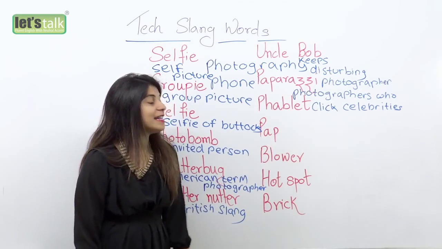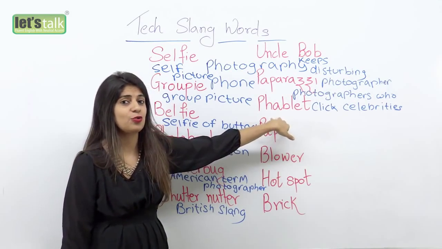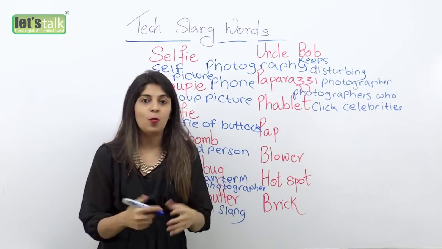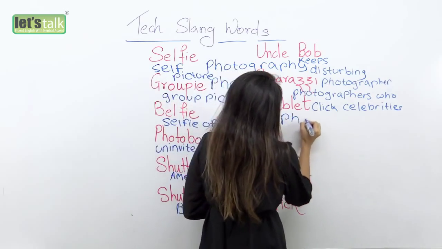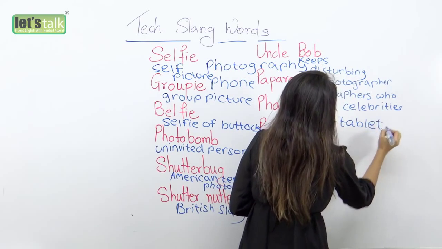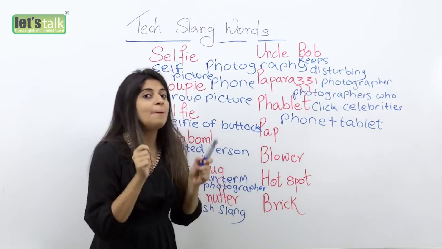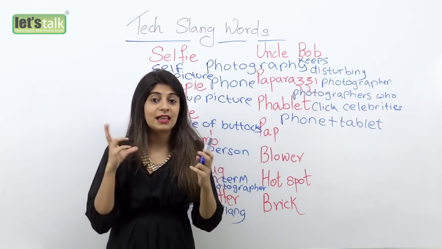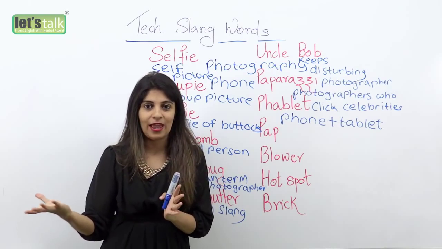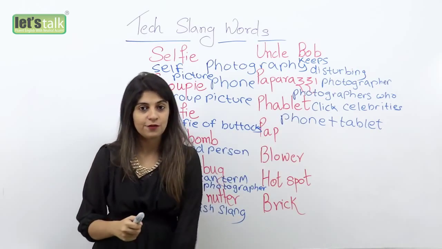Then the next word is phablet. Now phablet, this technical slang word is related to a phone. Well, a phablet is something which is a phone plus a tablet. Well, these days we love to buy new phones, and especially people love to buy phablets. So they are these phones which can be used as a phone and as a tablet, okay? So it has all the features, okay? So that's a phablet for you.